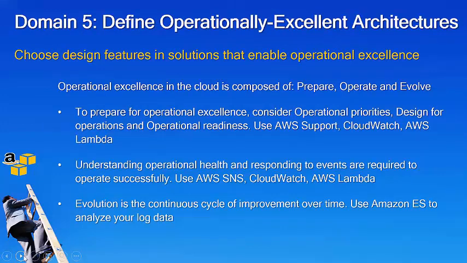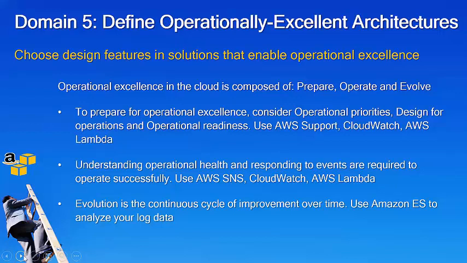Now let's explore the last domain, domain 5, Define Operationally Excellent Architecture, covering 6% of exam questions. Only one objective in this domain: choose design features in a solution that enables operational excellence. The operational excellence includes the ability to run and monitor systems to deliver business value and continuously improve supporting processes and procedures. Operational excellence in the cloud is composed of prepare, operate, and evolve.